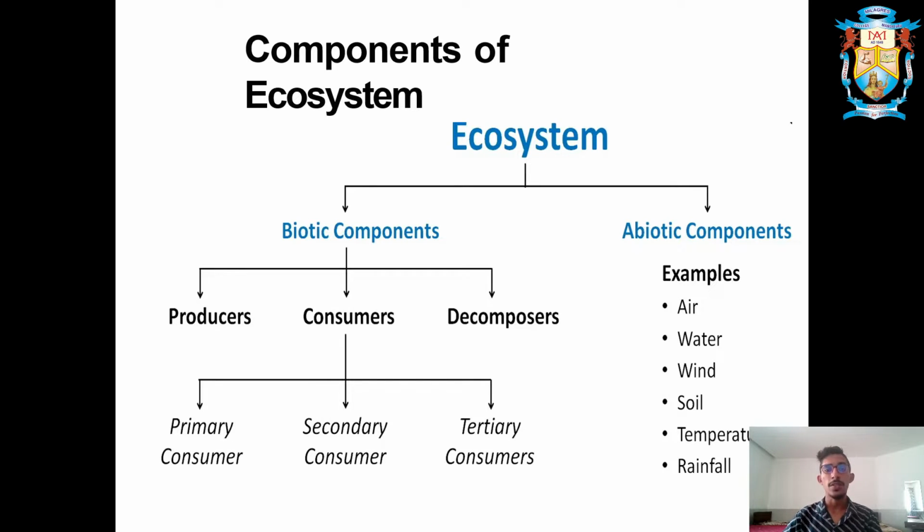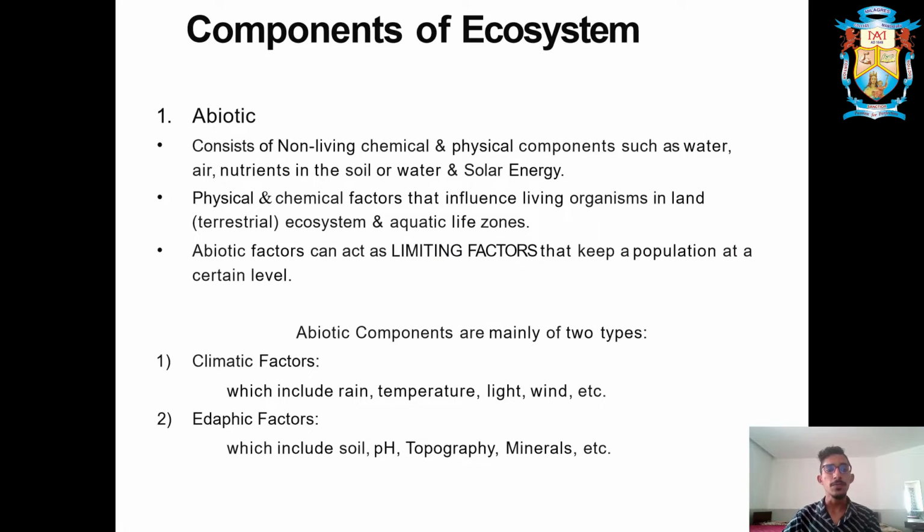And under abiotic components, we have, for example, air, water, wind, soil, temperature, rainfall, pH. All these things are termed as abiotic components, meaning they don't have life, but yet they play a very crucial role in balancing the ecosystem. Now we are going to go through each and every subtopic of the ecosystem. The first one is the abiotic components.